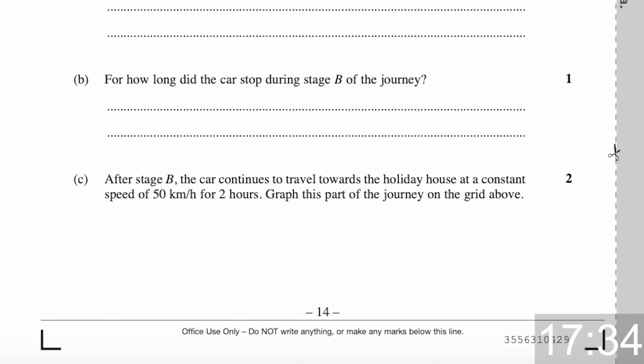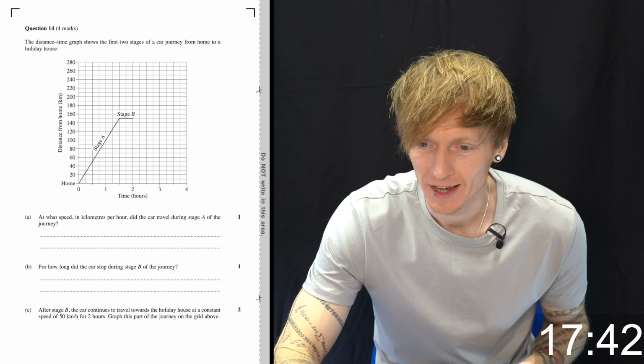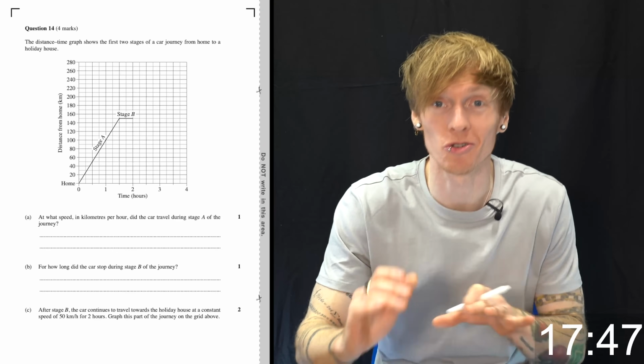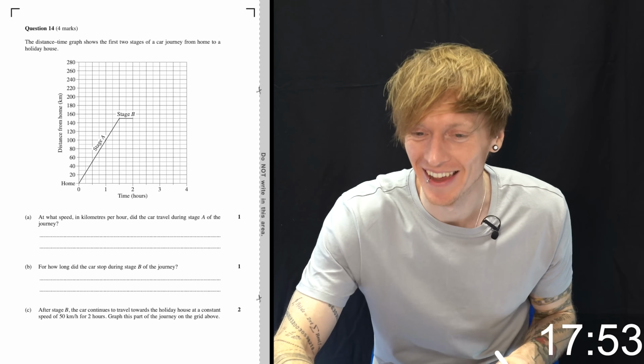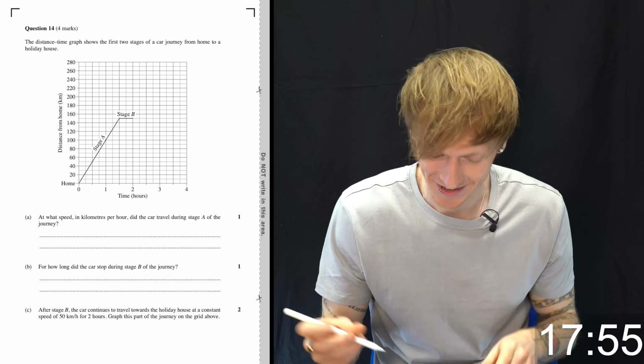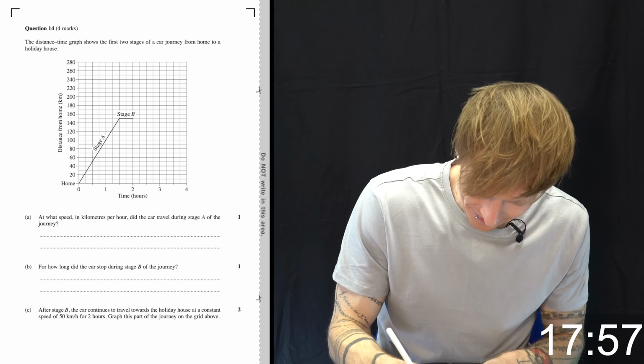Part C. After stage B, the car continues to travel towards the holiday house at a constant speed of 50 kilometers an hour for 2 hours. Graph it on the grid. I don't have the grid. Okay, I'm going to draw it here, and I'm going to explain it all so you can believe me when hopefully I give myself the marks later, because I'm not drawing the whole thing out.